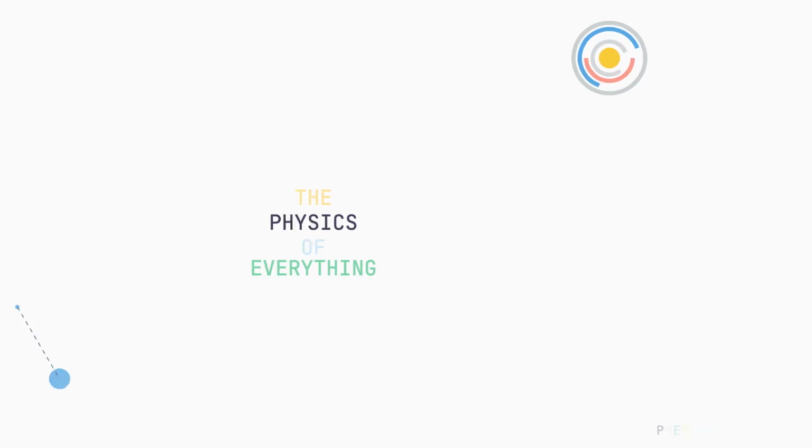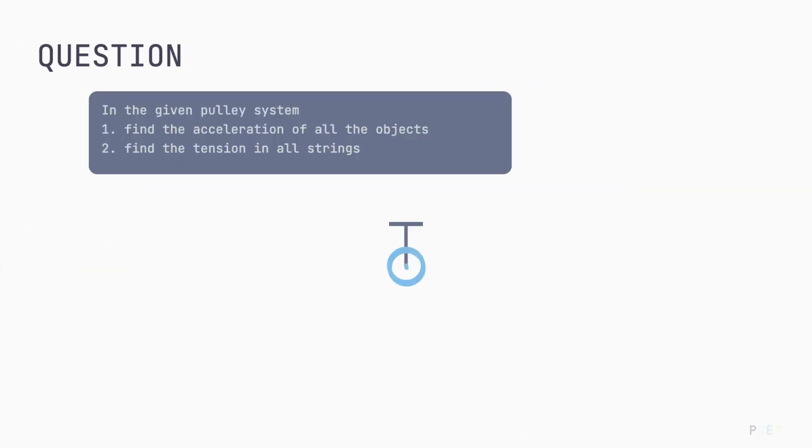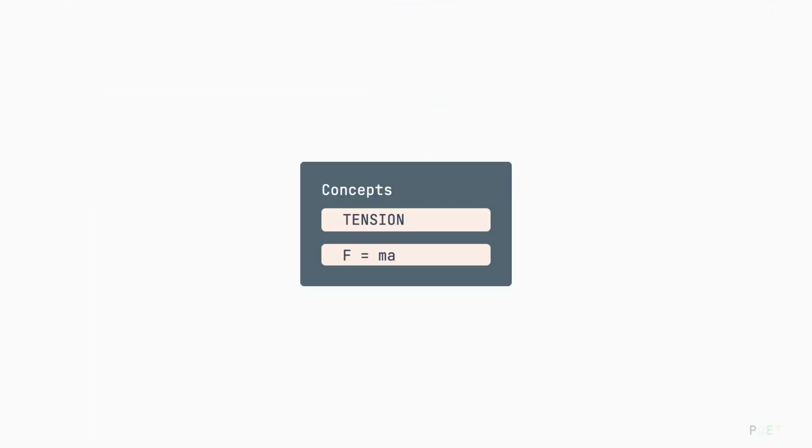In today's video we will solve a problem related to laws of motion. In the given pulley system, find the acceleration of all the masses, and find the tension in all the strings. Before getting into the question, let's first understand few concepts which will help us in solving the problem.